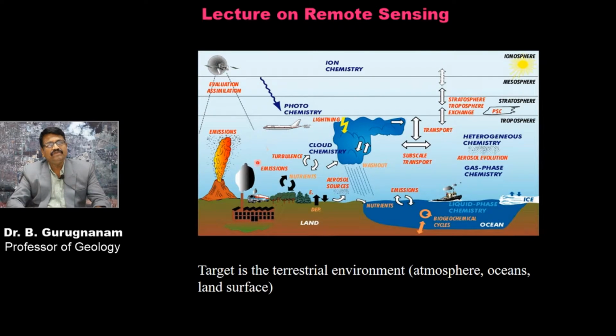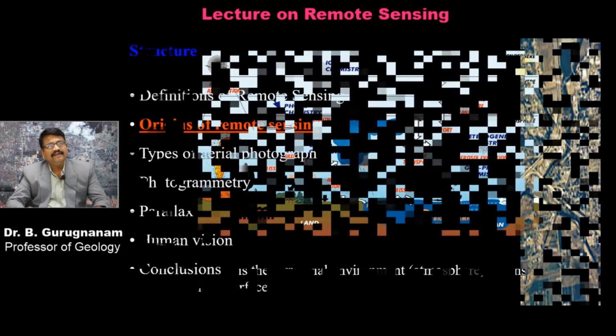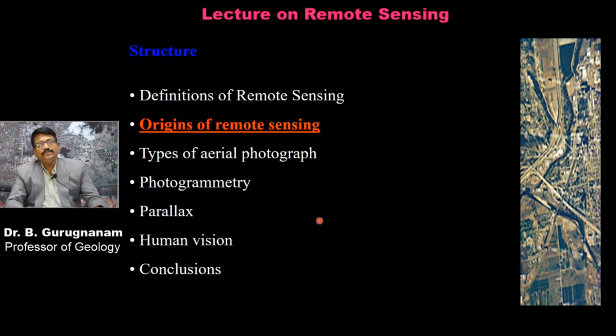So you have varieties of information, varieties of sphere characteristics, and varieties of objects over the surface of the Earth. Either the land or the oceans can be captured. So the target is the terrestrial environment; as I already told, the atmosphere plays a major role, and different spheres are there. Ocean science is excellently using this technology, and land surface as well. So that is about the definitions of remote sensing. Now let us move to the origin of remote sensing. That is the second part of our discussion.